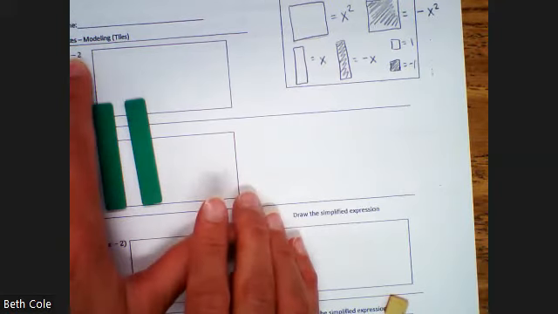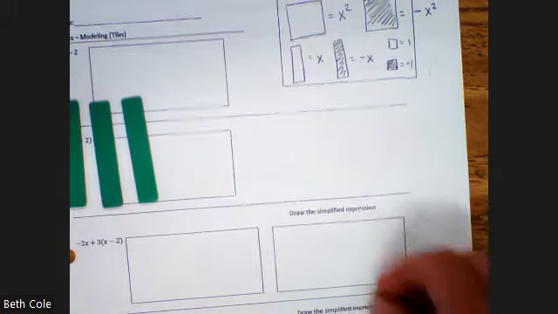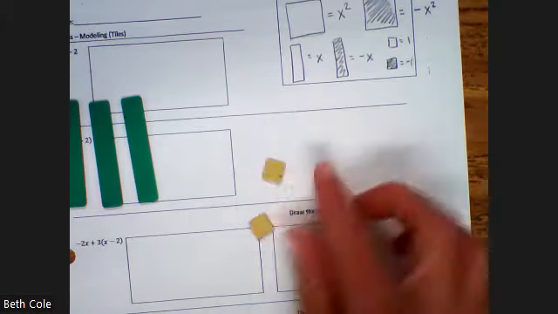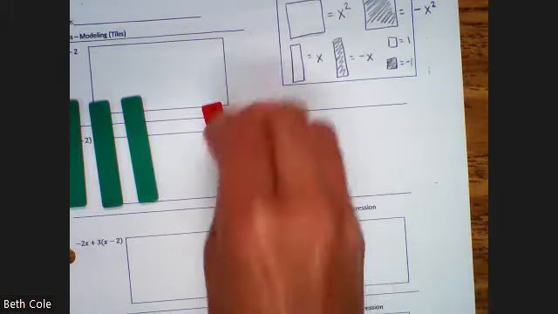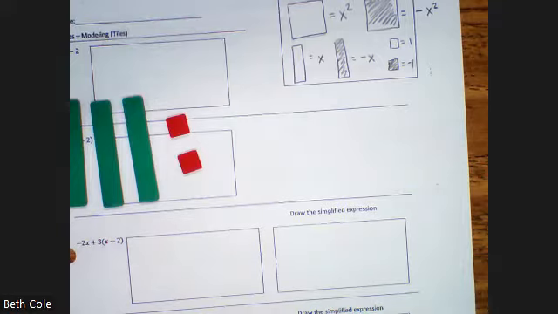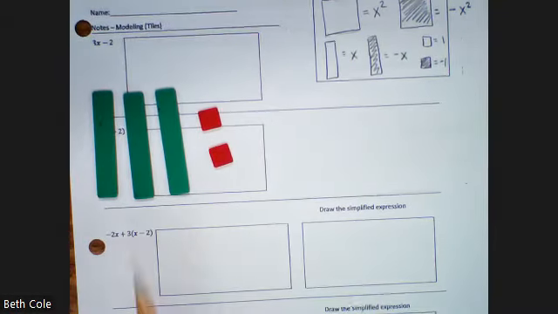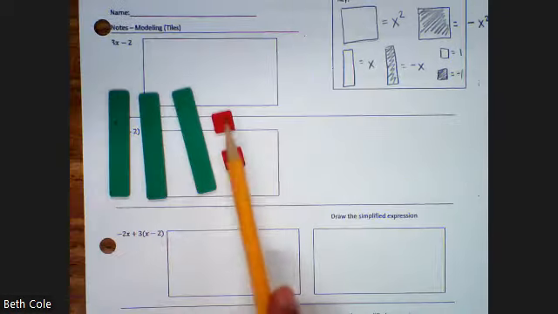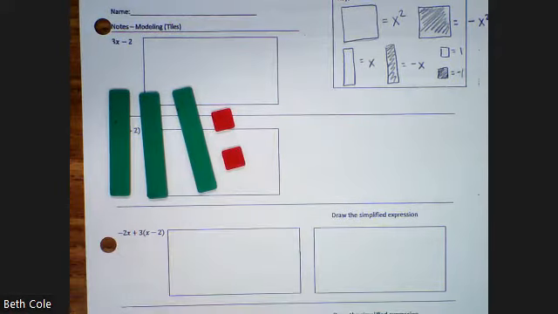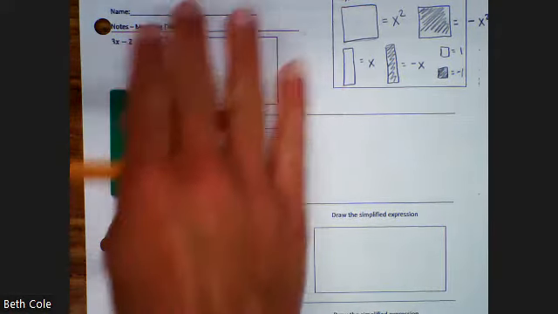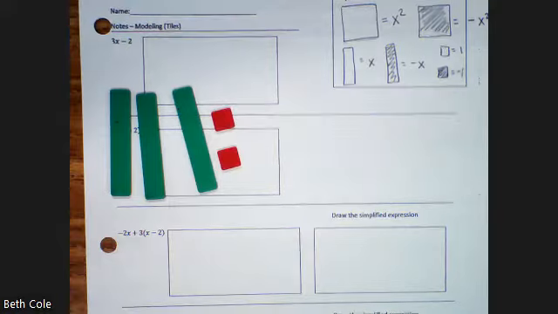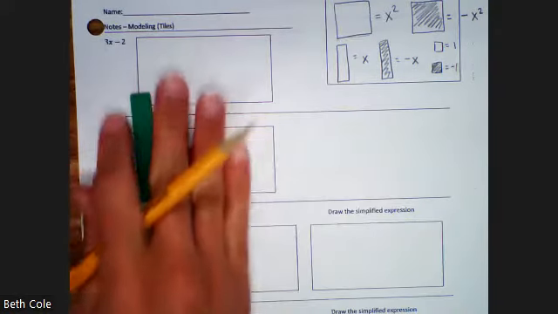And then we want to subtract 2. So you would need 2 of the little squares, but we want to subtract them, so just flip them over. So we have positive 3x and then minus 2, so negative 2. Is everybody still with me? That's what you're going to draw in this little box. That's the representation of that expression using the algebra tiles.